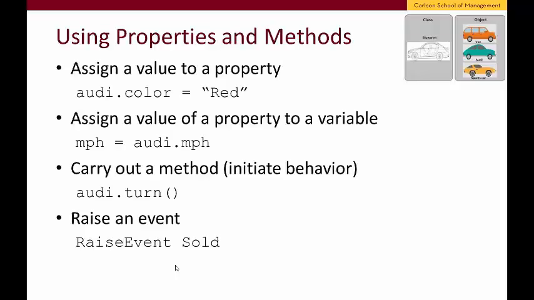After an object, Adi, of car class exists, we can do a number of different things with it. We can assign values to its properties, in essence adding data to an object such as Adi.color equals red. We can then use those properties to assign their values to a variable like mph equal Adi.mph and do something with it. We can initiate an action or behavior by calling a method like Adi.turn.